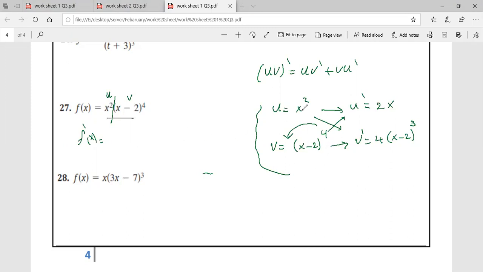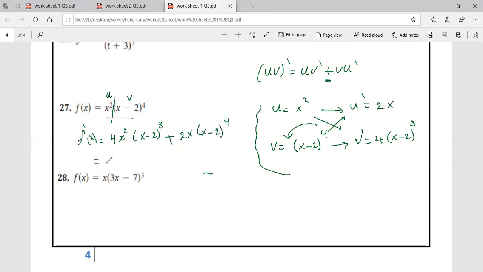Okay, I multiply x squared multiply 4 multiply this bracket. I prefer to write it this way: number, variable, bracket. The other one, it will be plus, don't forget the rule, plus 2x multiply this function, which is x minus 2 all to power 4.